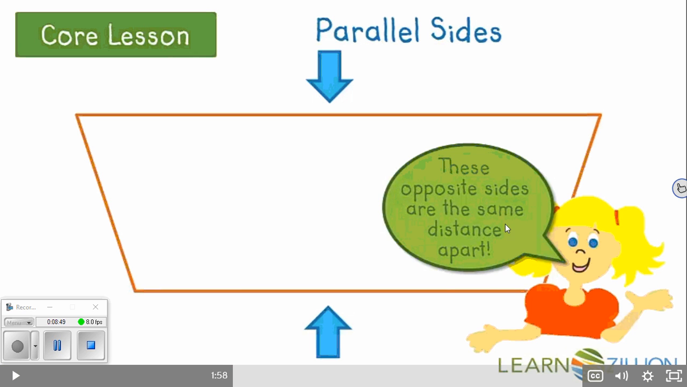All right, so what I want you to do is write what she's got in her speech bubble. The opposite sides are the same distance apart. And we just kind of talked about that when we were doing parallel sides with our arms. The distance between my elbows is the same as the distance between my fingers.